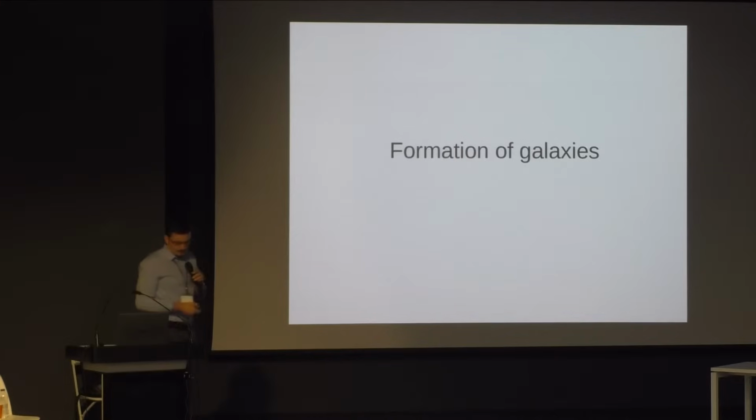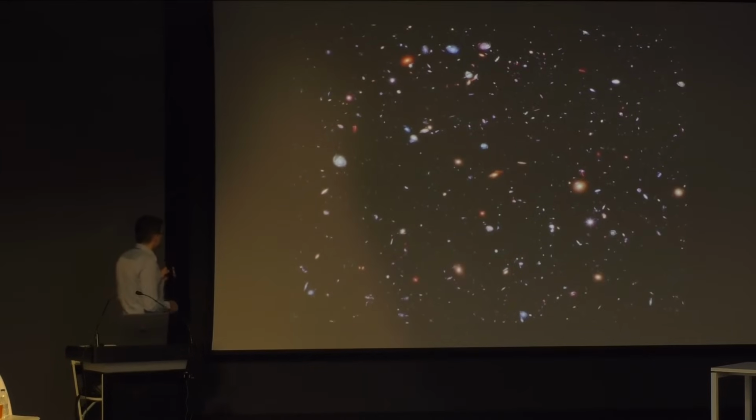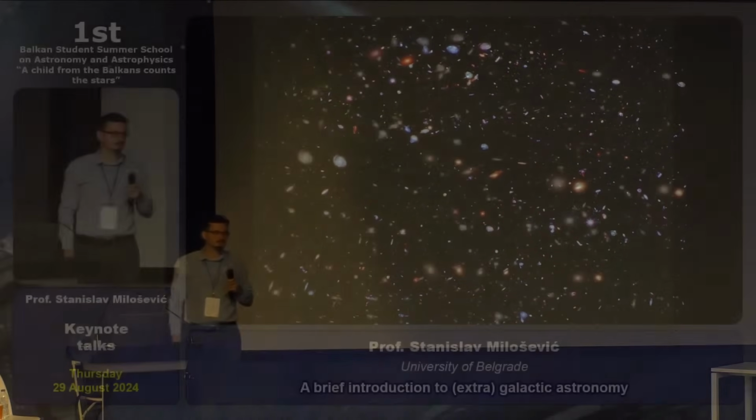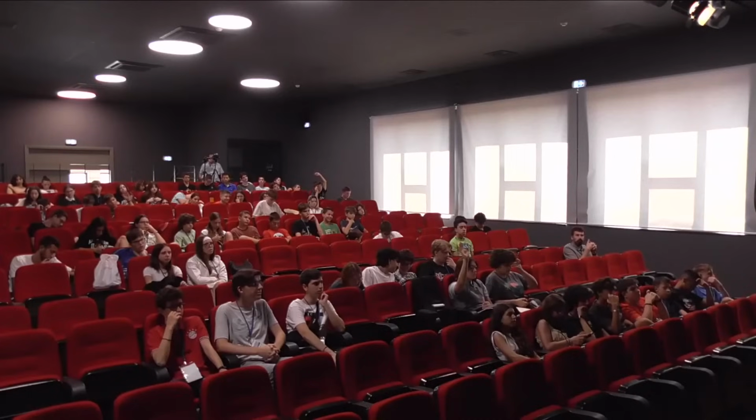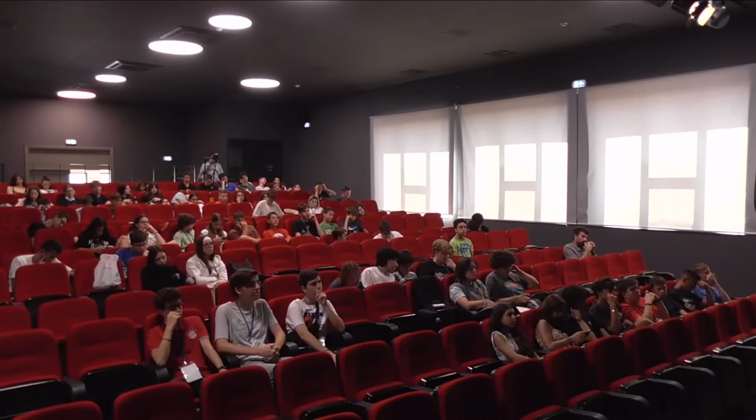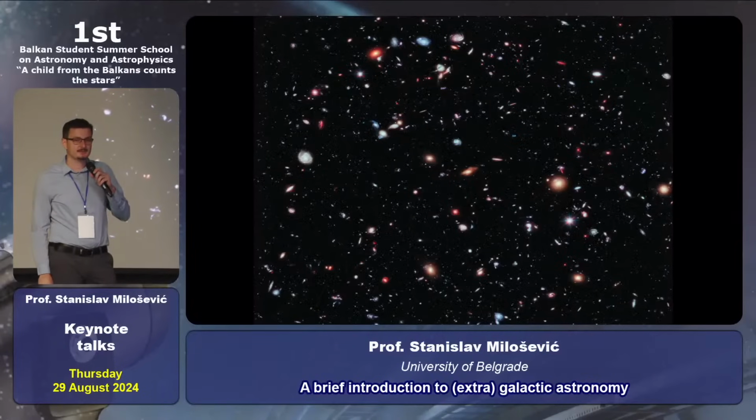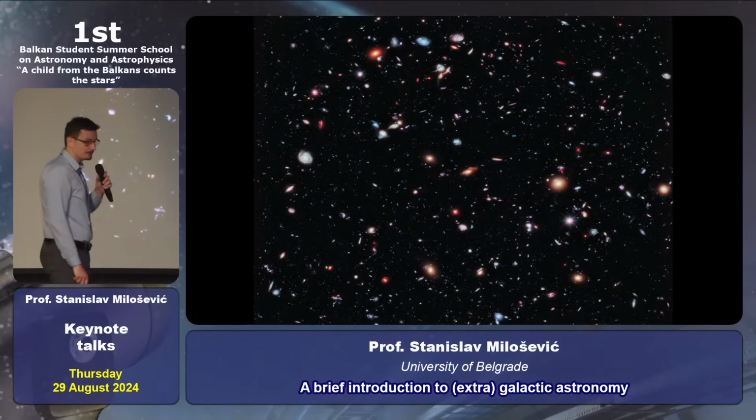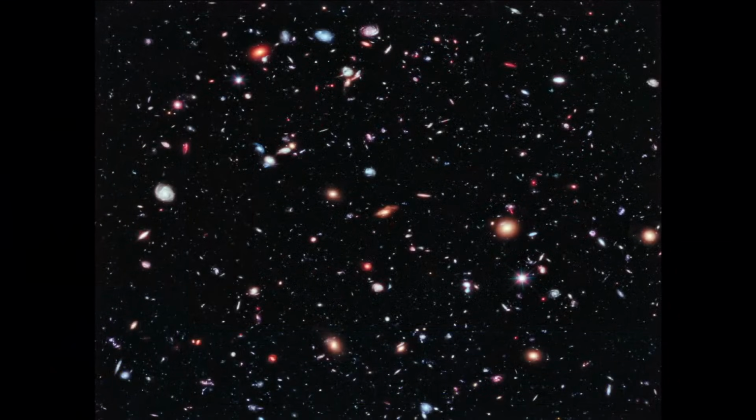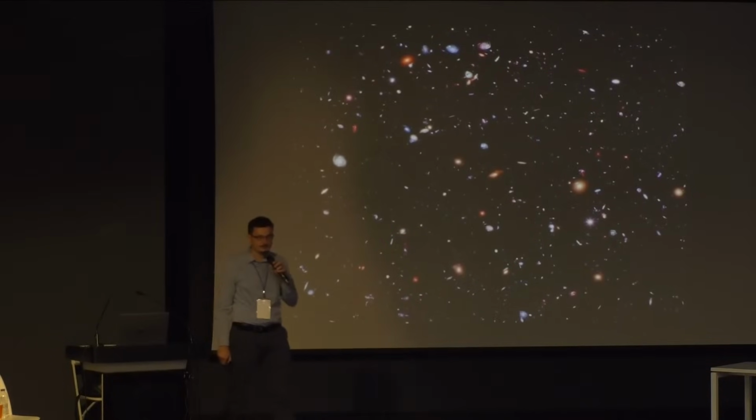And the last chapter, formation of galaxies. So, what you can see here. Yeah, I'm not sure it's a galaxy cluster, it's just a part of the sky. It is observed by the Hubble telescope. It's the famous Hubble Deep Field. And you can see what the dominant color in the image is.